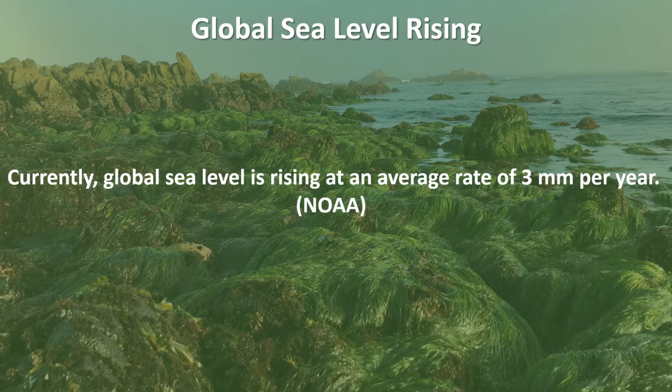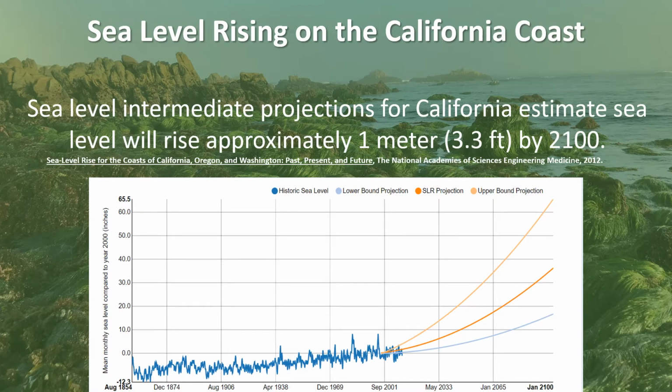So, how much is global sea level rising? According to the National Oceanic and Atmospheric Administration, global sea level is rising at an average rate of 3 millimeters per year. Sea level intermediate projections for California estimate sea level will rise approximately 1 meter by year 2100.